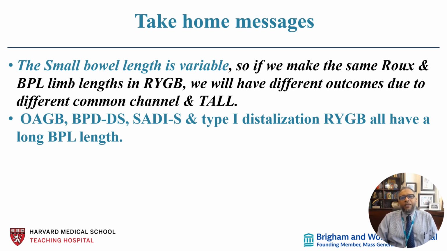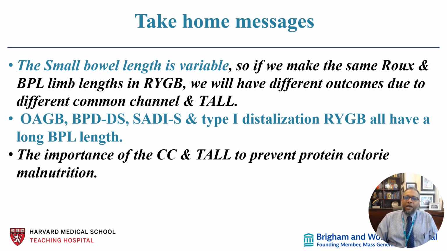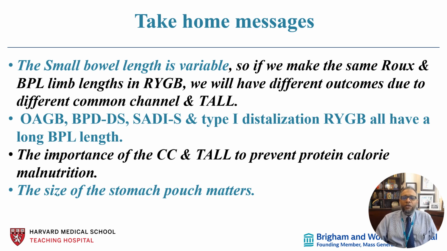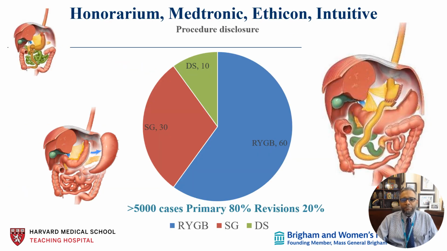In addition, there is enough literature now to show that procedures that have better outcomes like OAGB, DS, SADI, and type 1 distalization of Roux-en-Y gastric bypass all have a longer biliopancreatic limb in common. And I want to talk to you today about how lengthening the biliopancreatic limb is not a panacea. If you make it too long, you might have issues with protein nutritional deficiencies, and I'll touch briefly on the importance of pouch size in Roux-en-Y gastric bypass.